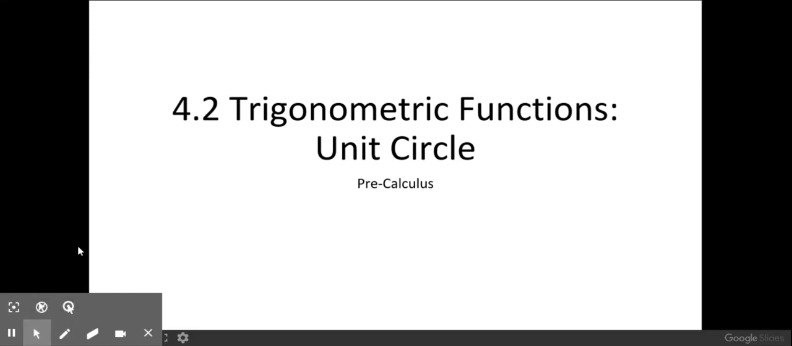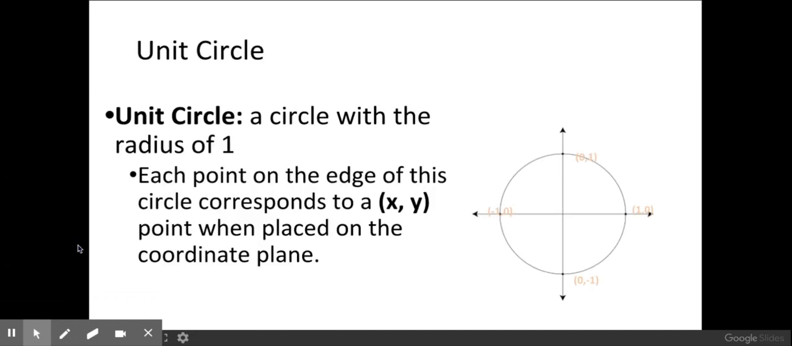So this is section 4.2 on trigonometric functions on the unit circle. So now we are going to be able to find trig values for angles that aren't just in a right triangle, like we did in section 4.3. So what is the unit circle?